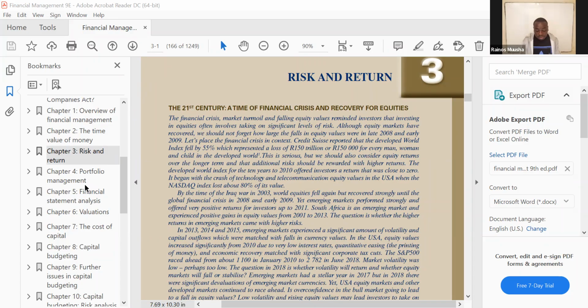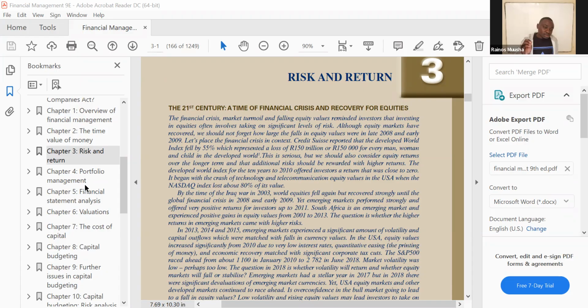So what this means is that chapters 3 and 4 are very much related. It's more like chapter 4 goes up a level, a higher level compared to chapter 3 when it comes to the analysis. And please take note as well.